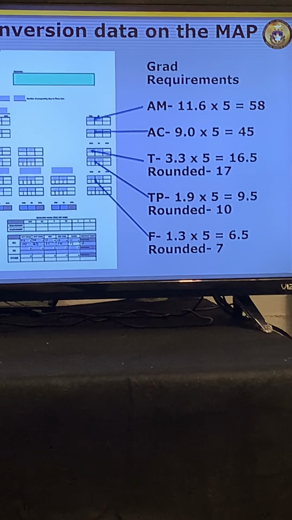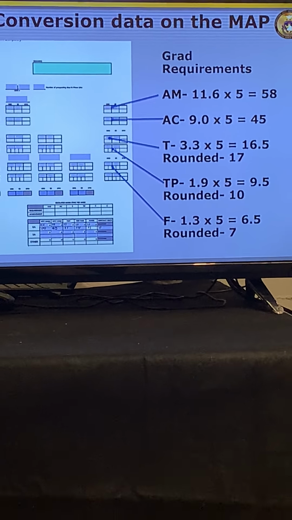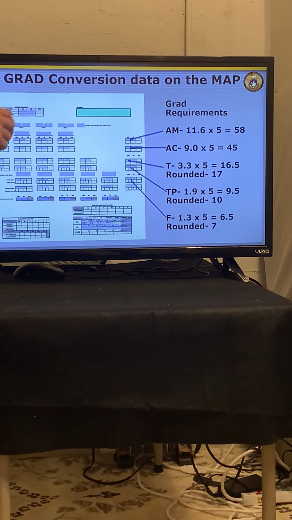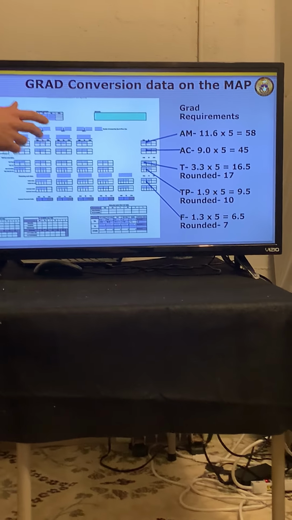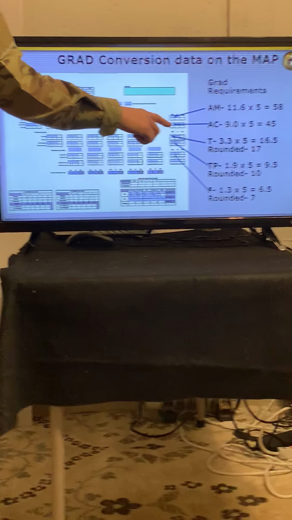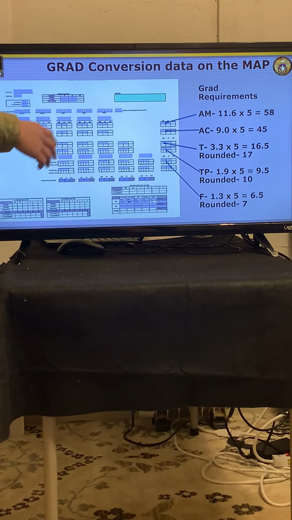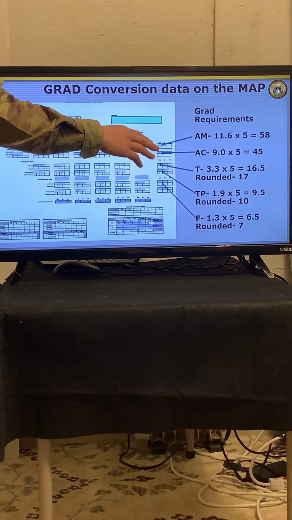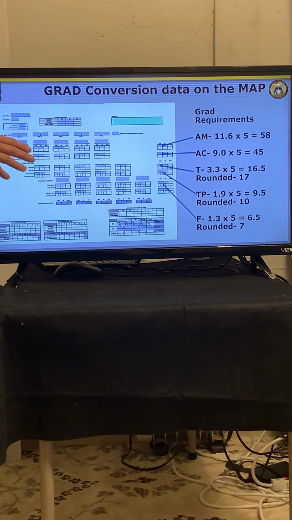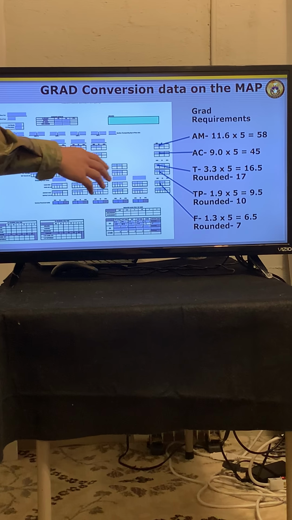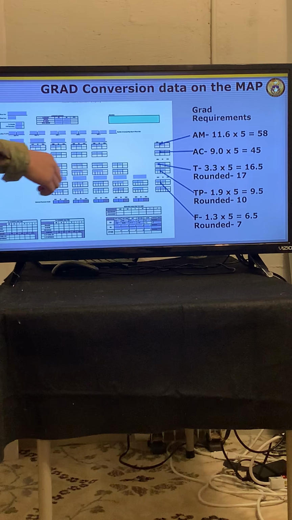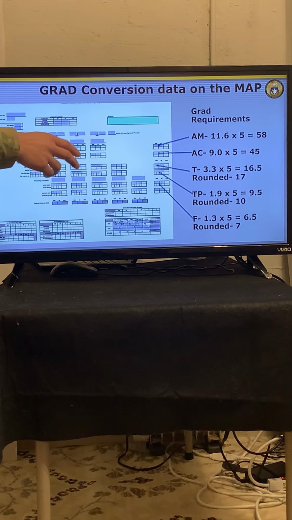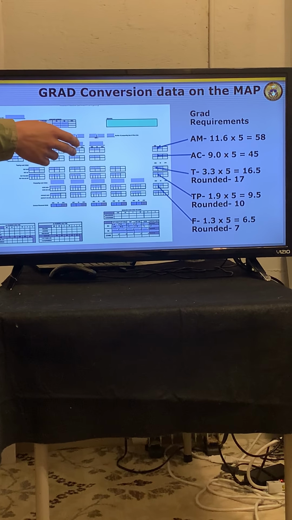Next we do appointment conducts. We take our conversion data, 9.0, and we multiply it by 5, which gives us 45. So our requirement for the phase line would be 45 grad appointment conducts to meet our phase line mission. Next, we have to do our testers. We take our 3.3, multiply it by 5, and we get 16.5.